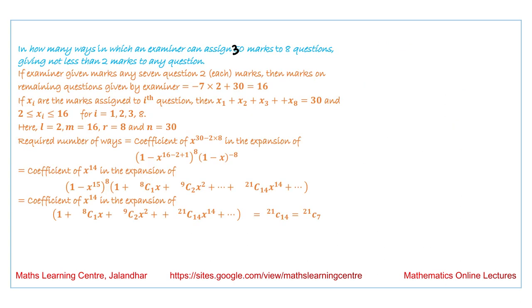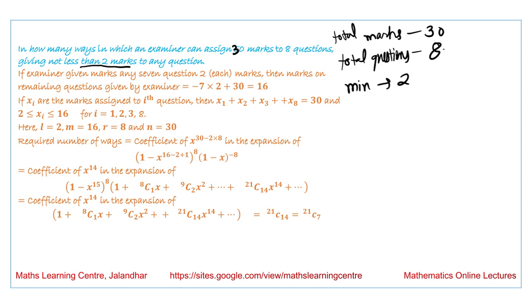Next we have: how many ways are there in which an examiner can assign 30 marks? The total marks is 30, and the total number of questions is 8. He has to give at least 2 marks to each question, so the minimum marks he can assign is 2.